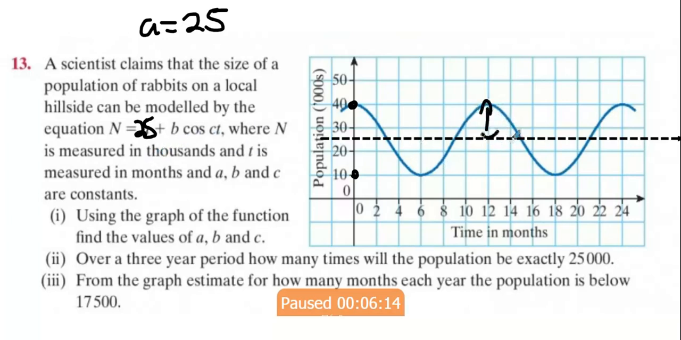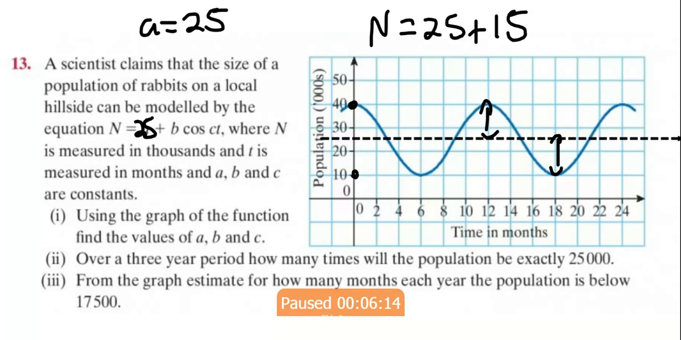What's your amp? No. It's 15 above 25 and 15 below. So what's your B value? 15. Is everybody on board with that? Those two so far? Your amp being 15 and your midline being 25.